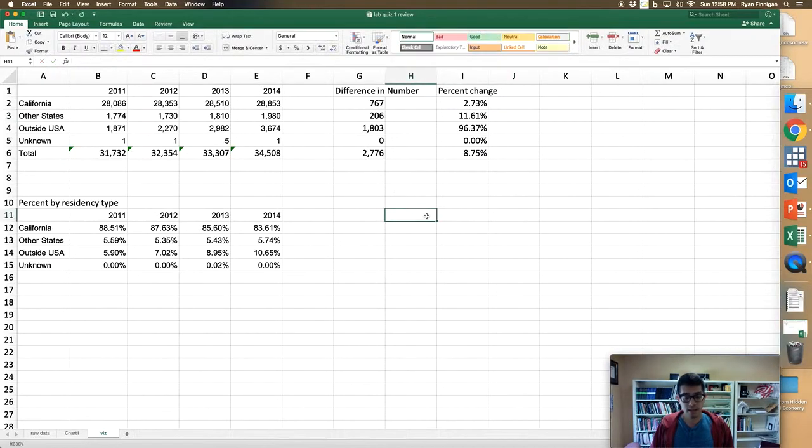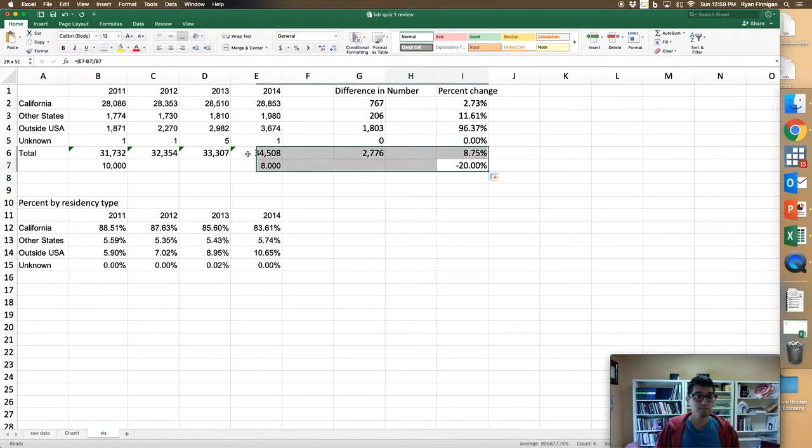So imagine that instead of this growth that we have here, we had some category where the number in 2011 was 10,000 and the number in 2014 was only 8,000. What would my percent change look like? It would be a negative 20% because the difference was 2,000 students fewer. 2,000 divided by 10,000 is 20%. So a negative change means it got smaller. Positive changes mean that it got bigger.